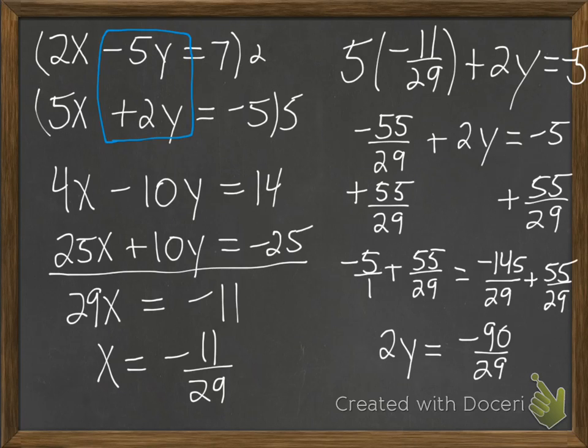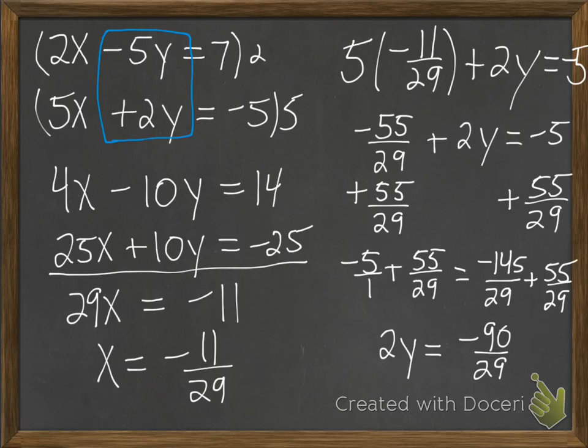So hopefully you took time to work that out. What I've done is I happened to have chosen the second equation there, the 5x plus 2y equals negative 5. And I plugged in my negative 11 29ths for x.